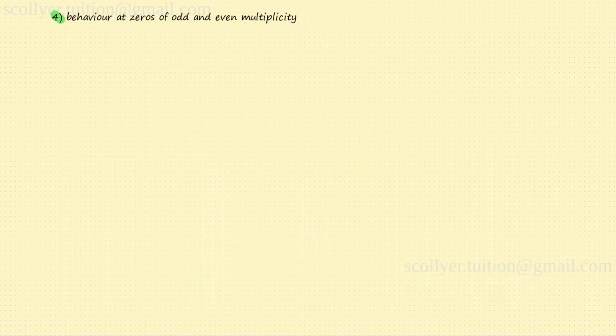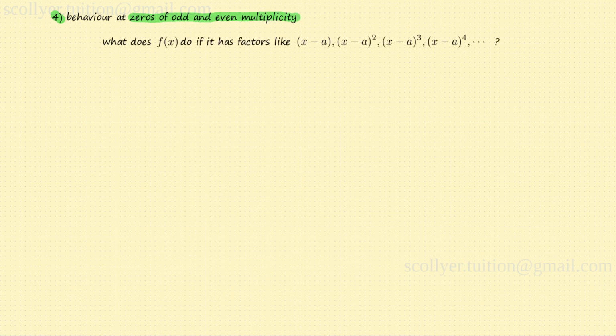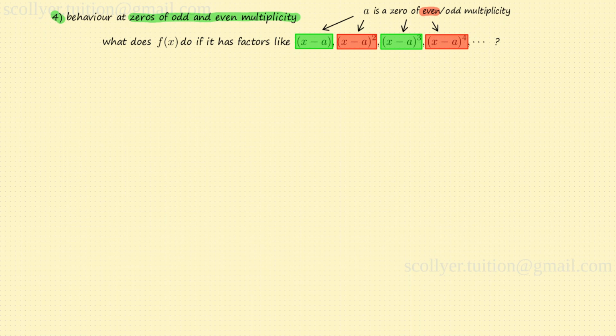Point 4 involves the behaviour of a polynomial at zeros of odd and of even multiplicity. And the question here involves repeated factors. The factors shown in green are of odd multiplicity, because they have an odd power. The factors shown in red have an even multiplicity because they have an even power. And for the red factors, we say that a is a zero of even multiplicity, and for the green factors, a is a zero of odd multiplicity.